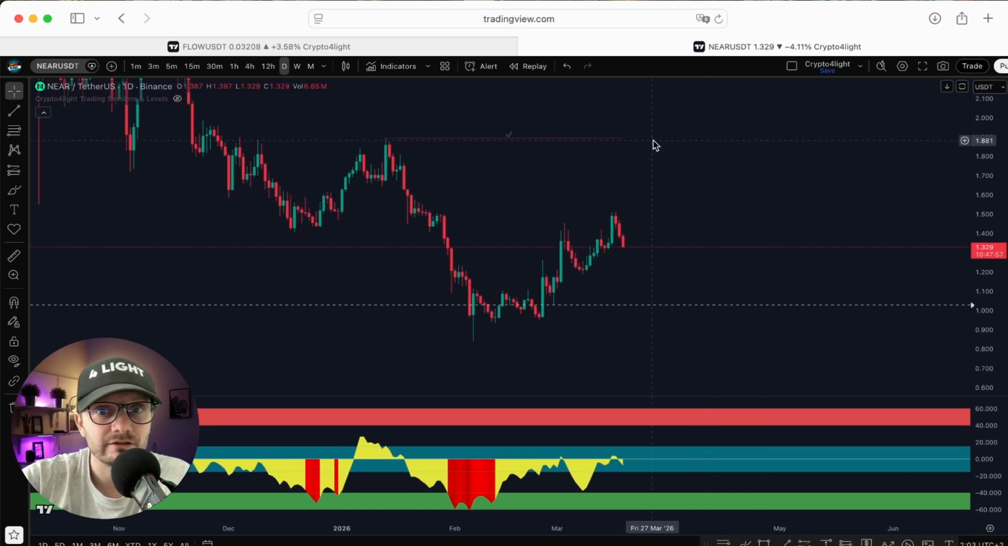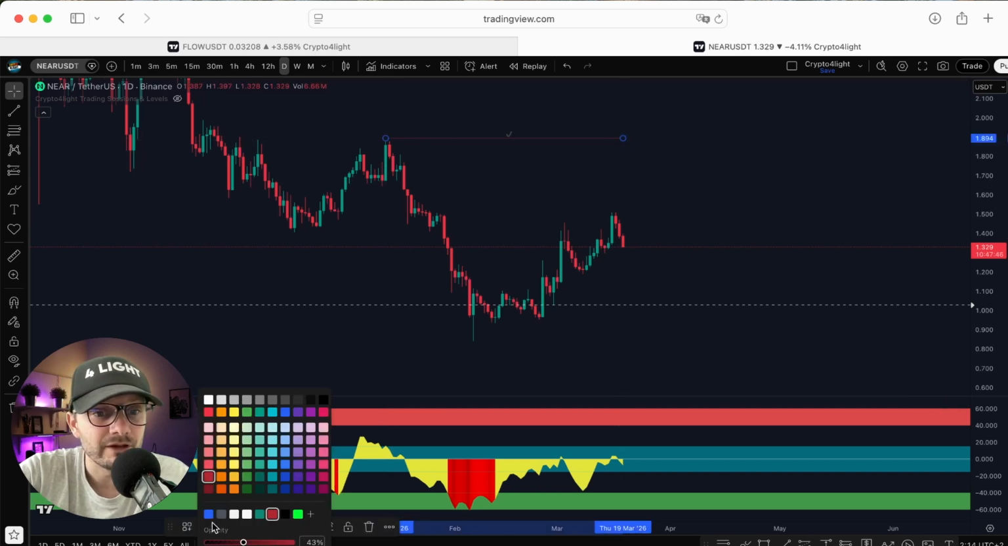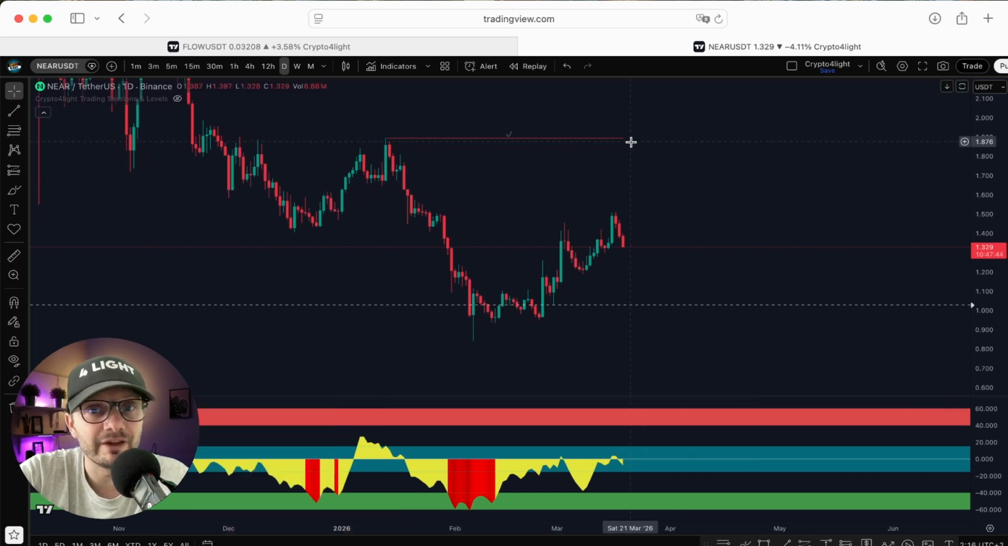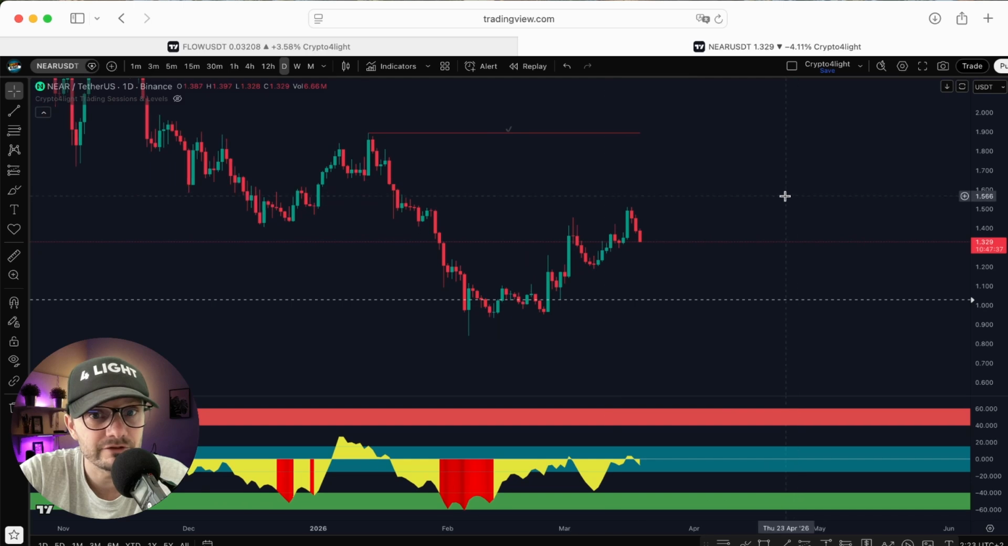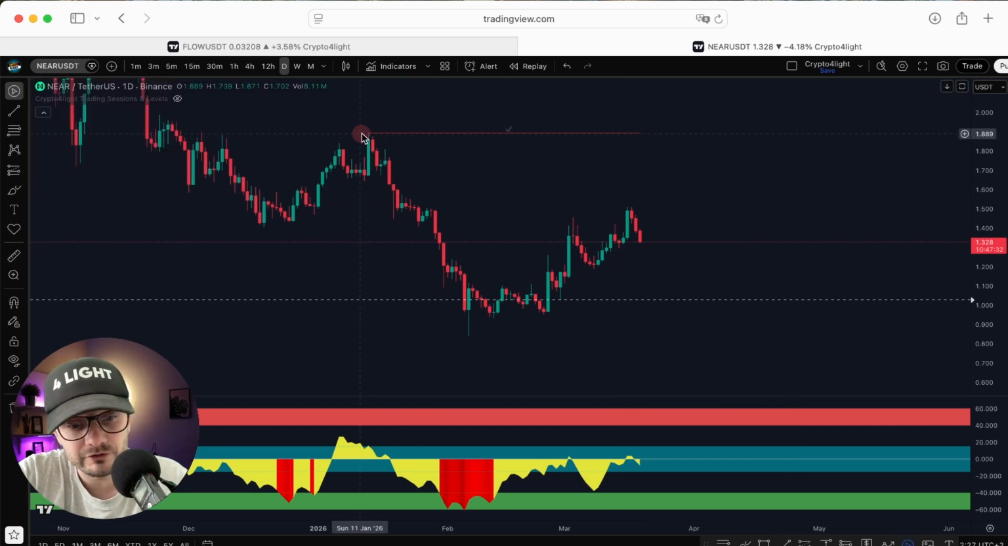If we would like to see prices over $2, $3, $5 and higher, we need at least to break the high of January 26. Let's leave it here. So this is the confirmation of the uptrend structure. Until we trade above this high, we're still in a downtrend structure. So it's pretty simple, like you can see in this demonstration.